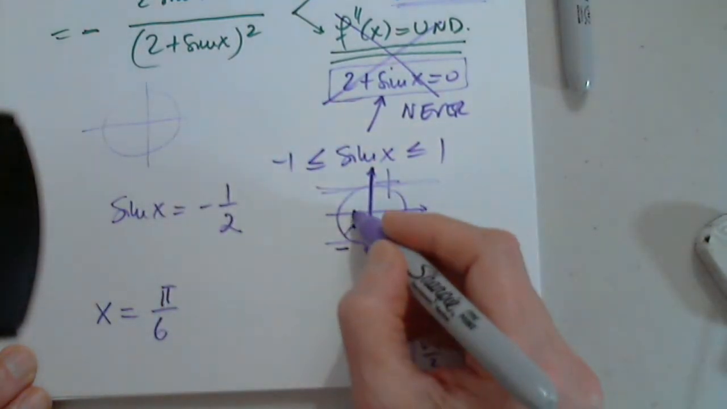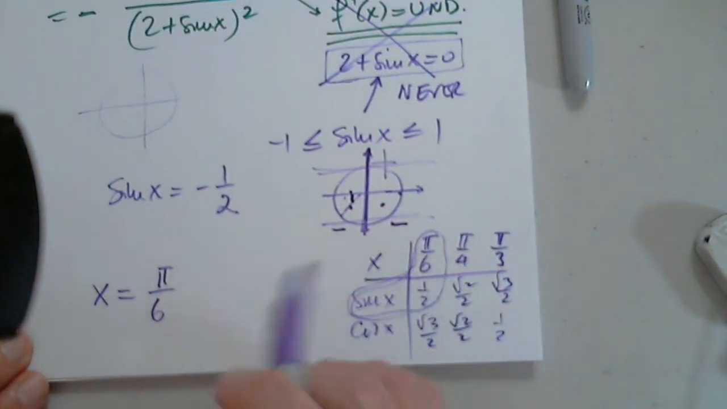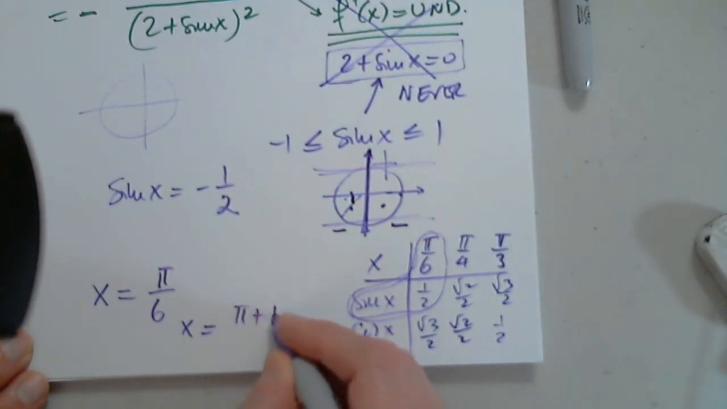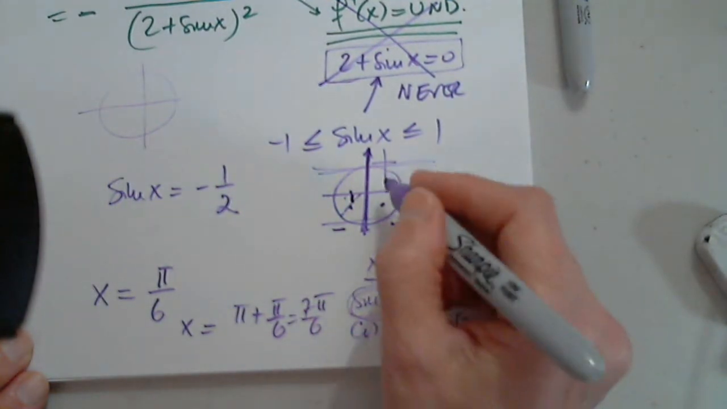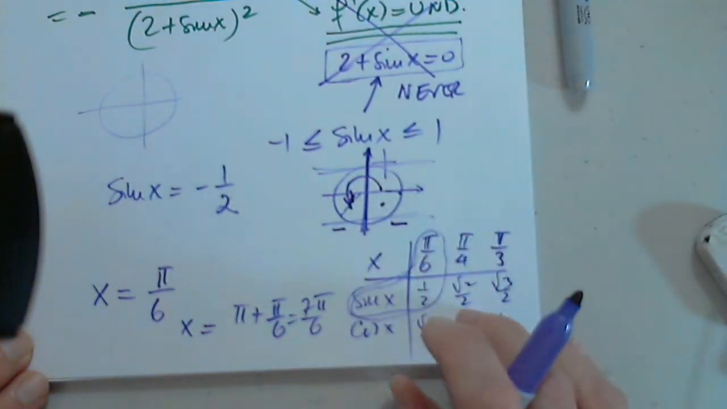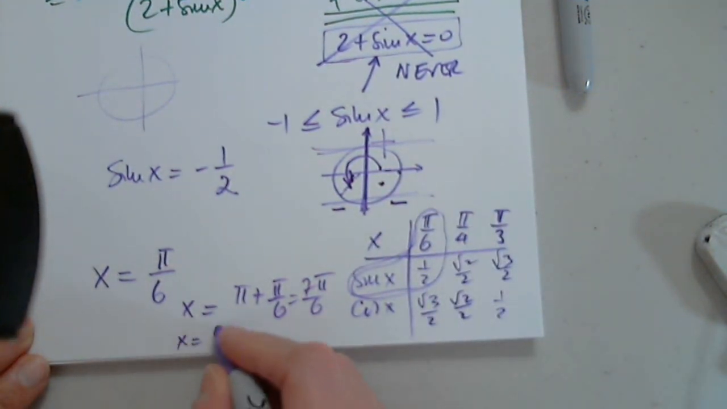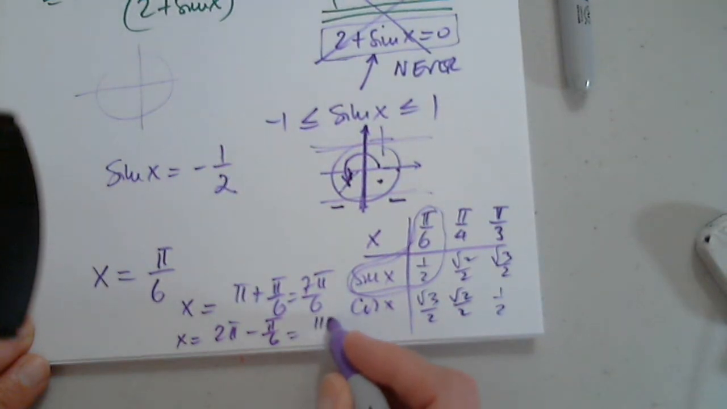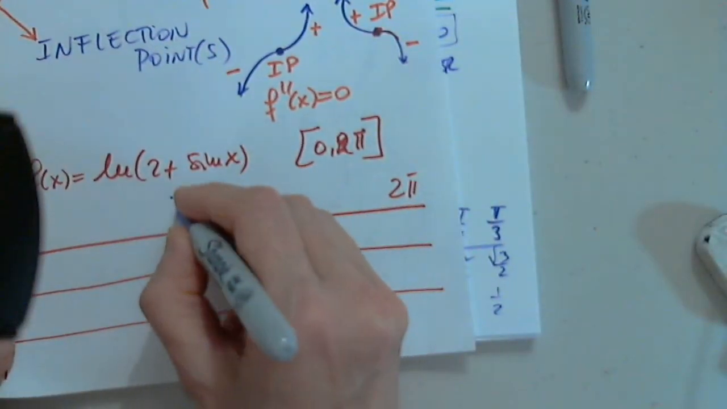So this is the reference angle here. So pi plus pi over 6. So we have x equals pi plus pi over 6, which is 7 pi over 6. It's this angle. But we also need one in the fourth quadrant. So this will be 2 pi minus pi over 6, which is 11 pi over 6. 7 pi over 6, 11 pi over 6.